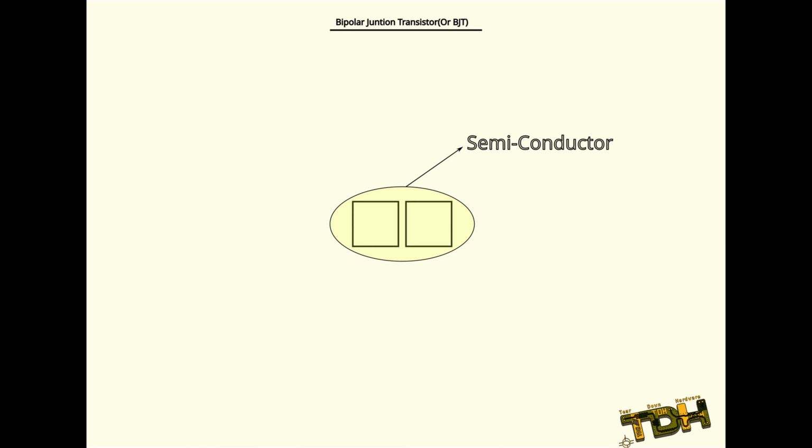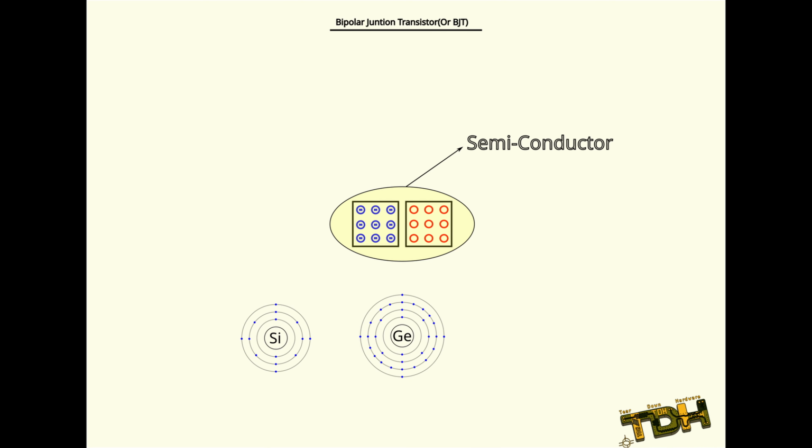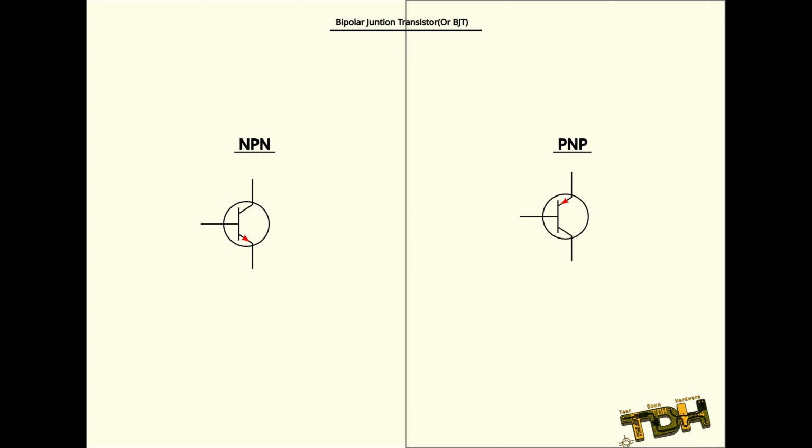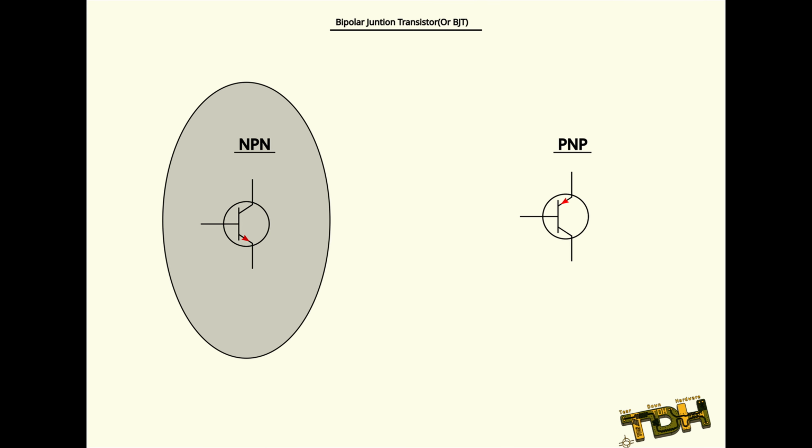Transistors are made of semiconductor material, which works as a conductor or as an insulator. This property is what makes transistors so special. The most commonly used materials for semiconductors are silicon, germanium, and gallium arsenide. There are two types of BJT transistors, NPN and PNP. To keep this video short and simple, I will focus only on the NPN type, but the same principles apply for the PNP as well.